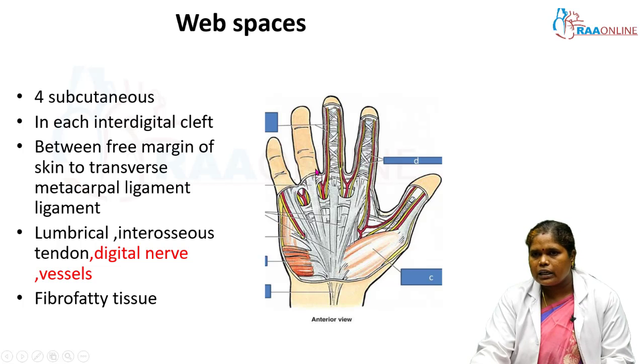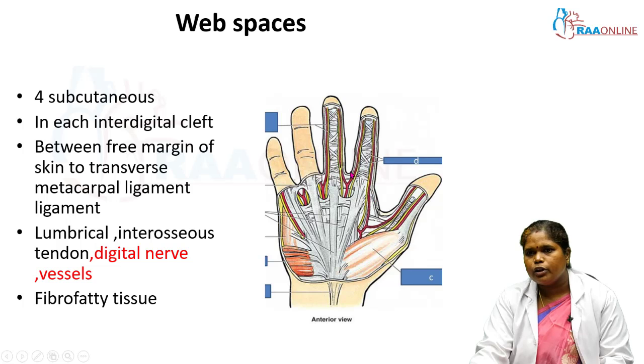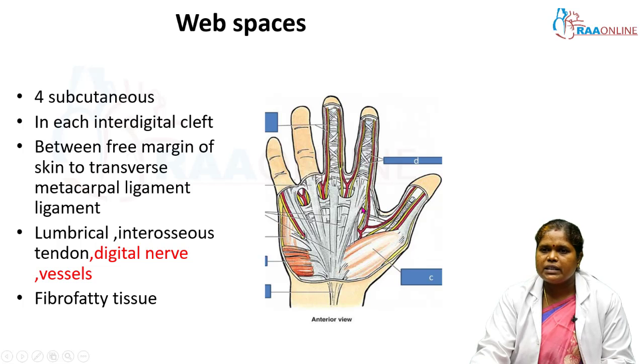Web spaces are subcutaneous spaces present in each interdigital cleft. We have 5 fingers, so we will have 4 interdigital clefts, and in each interdigital cleft we have a web space. This web space extends from the free margin of the skin in between the fingers to the transverse metacarpal ligament. So this will be the extent of the web space.